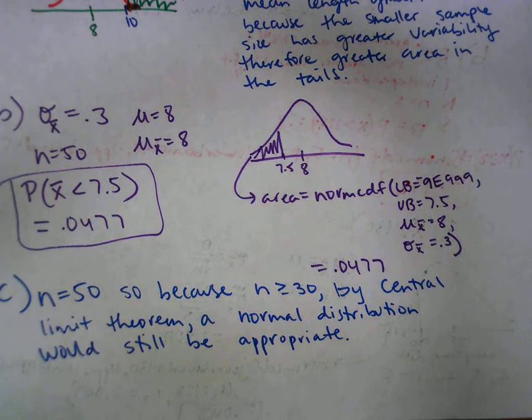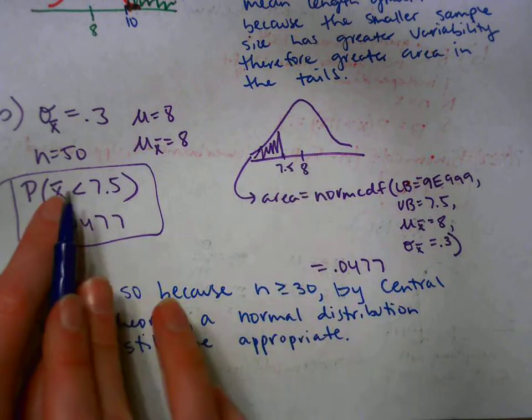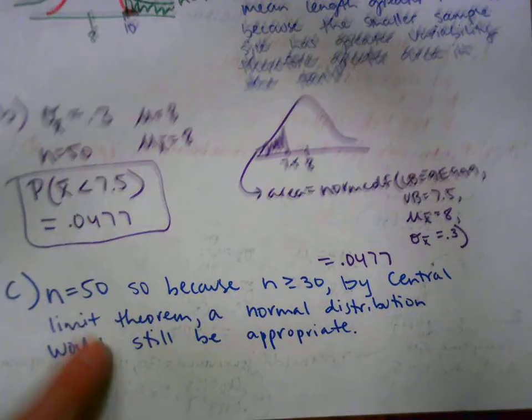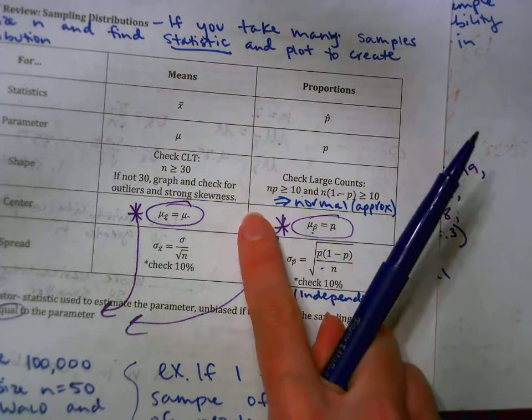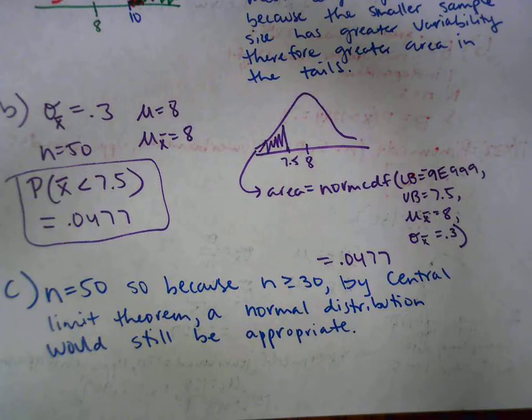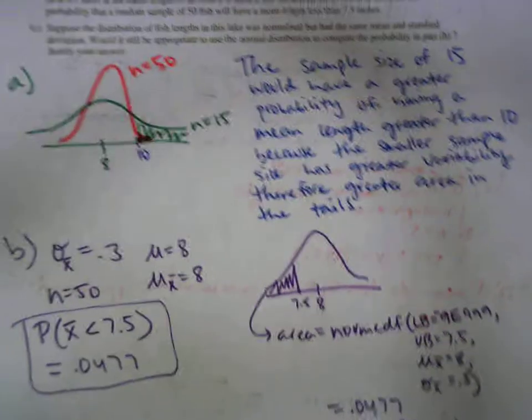So let's say this was a proportion problem where it was a sampling distribution for p hat, then you wouldn't use central limit theorem, you would use large counts, and you would show these two facts. So just keep that in mind. And that is it for those.